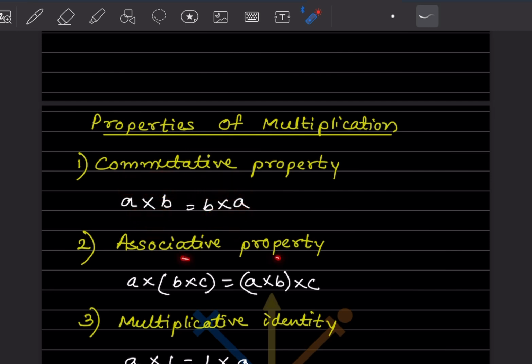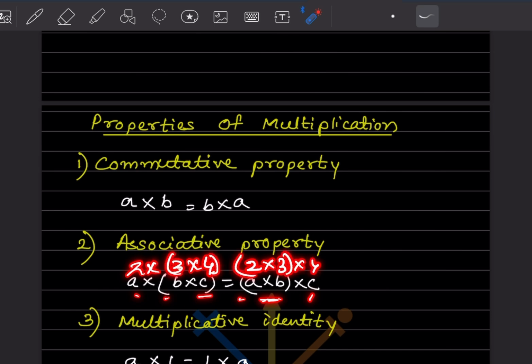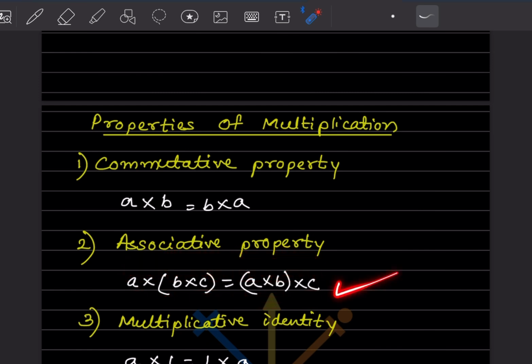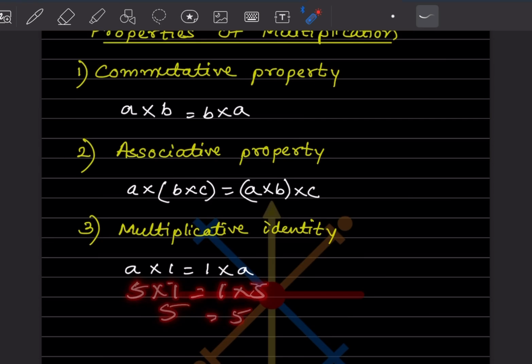Same with the associative property: a into b into c is equal to a into b into c. Suppose I write 2 into 3 into 4, and this will be 2 into 3 into 4. So 12 2s are 24, and here also 6 4s are 24. Then the multiplicative identity: a into 1 is equal to 1 into a. So 5 into 1 is equal to 1 into 5. So 5 is equal to 5.